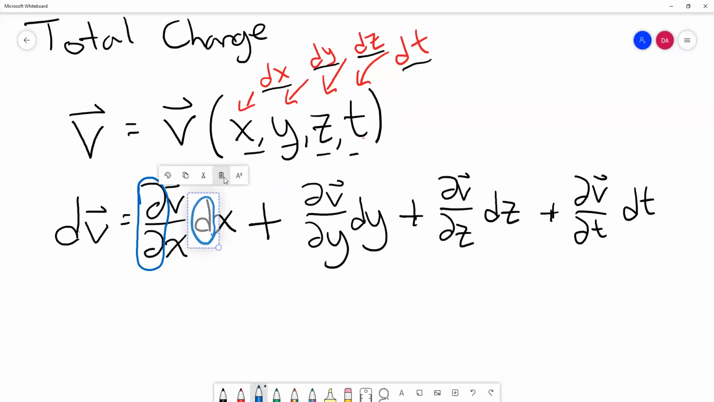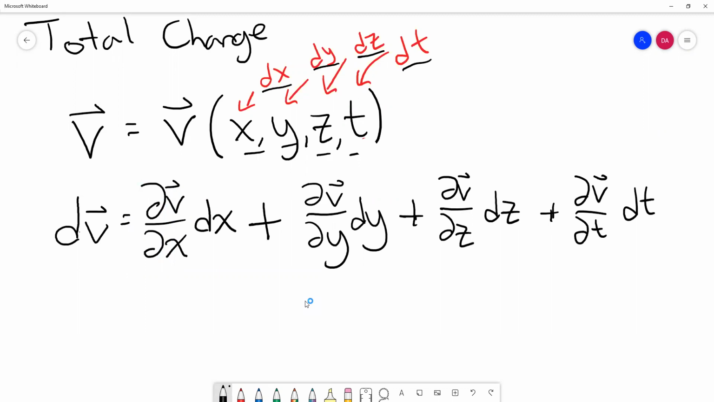Let me just get rid of this. This tiny formula applies for any function that has multiple variables, not just velocity. In this class, you'll use this for pressure, you'll use this for stress, other types of stress, for forces, etc. Now all this tells me is what a tiny, tiny, tiny change in velocity would be.